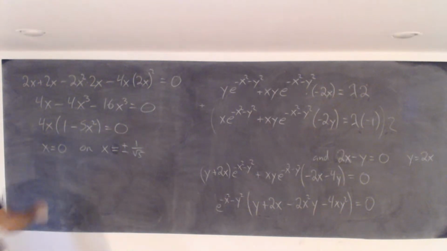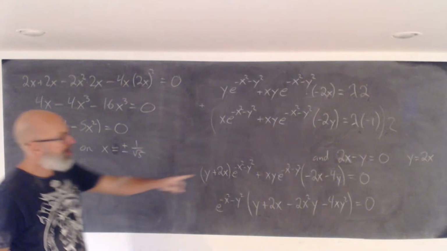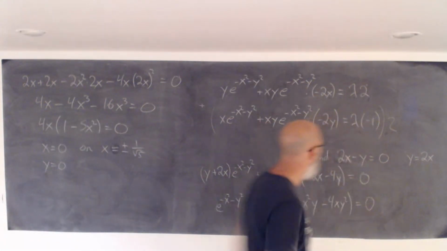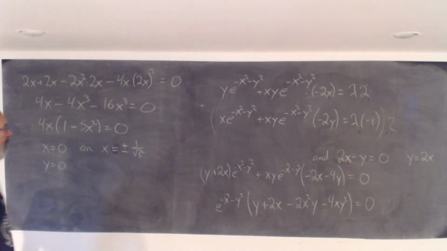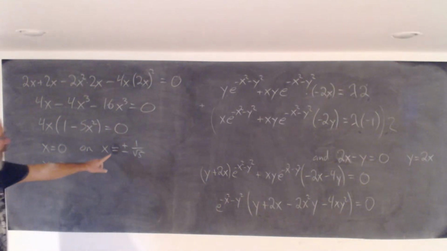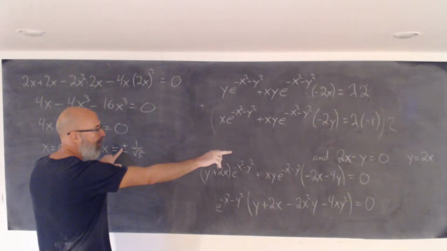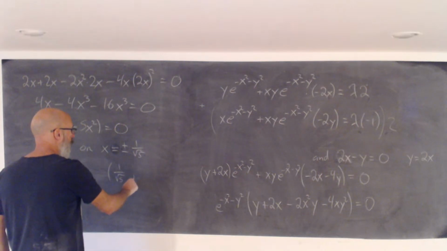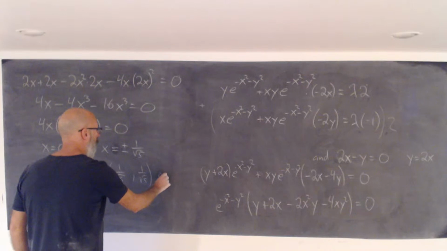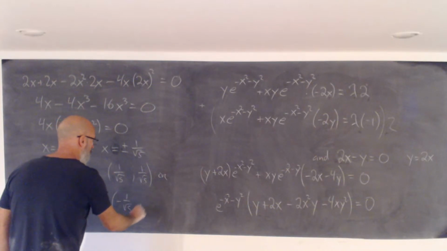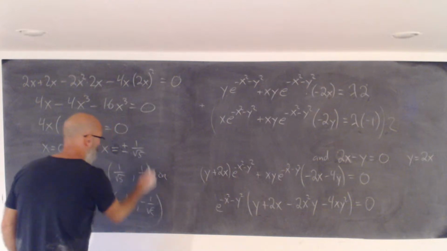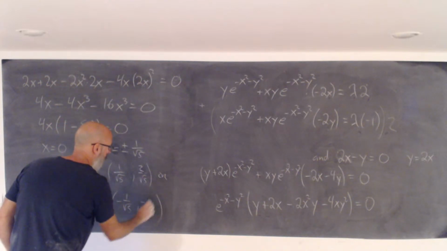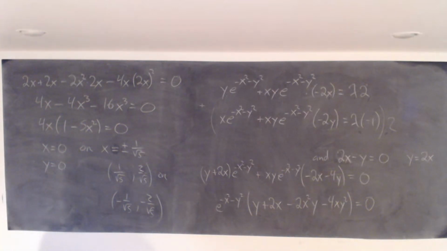And if x is 0, since y is 2x, y has to be 0, and if x is 1 over root 5, y has to be 2 over root 5. So we get 1 over root 5, 2 over root 5, or minus 1 over root 5, minus 2 over root 5. There you go. So 3 points.